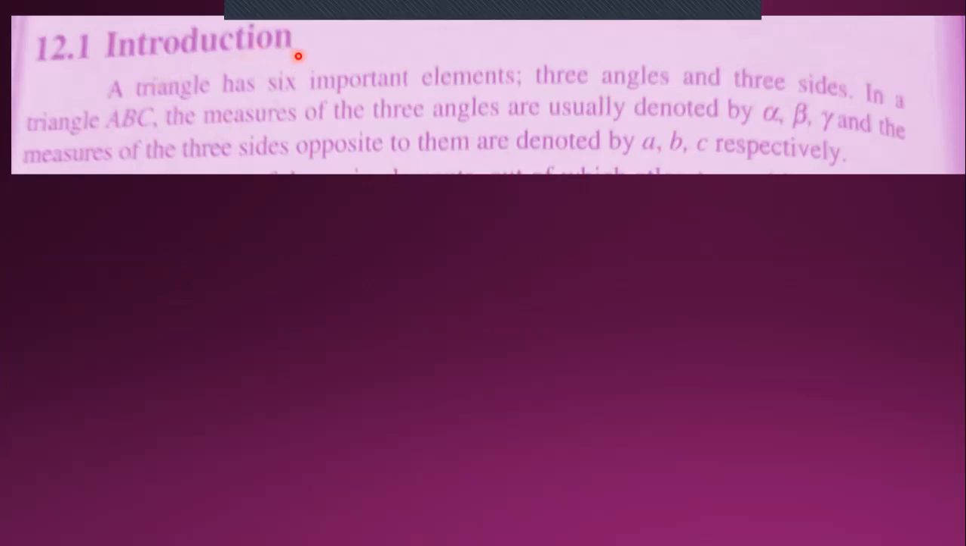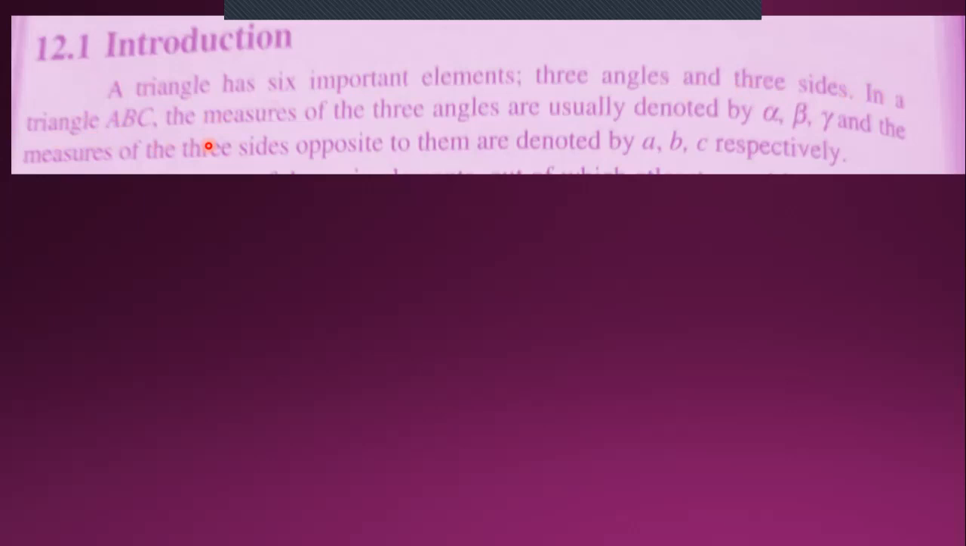Actually, when we talk about solution of triangle, then we need to have information about elements of the triangle. So let us see. A triangle has 6 important elements, 3 angles and 3 sides in a triangle ABC.